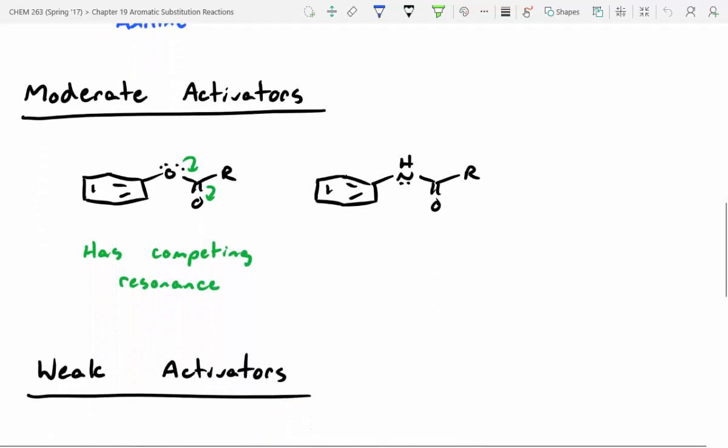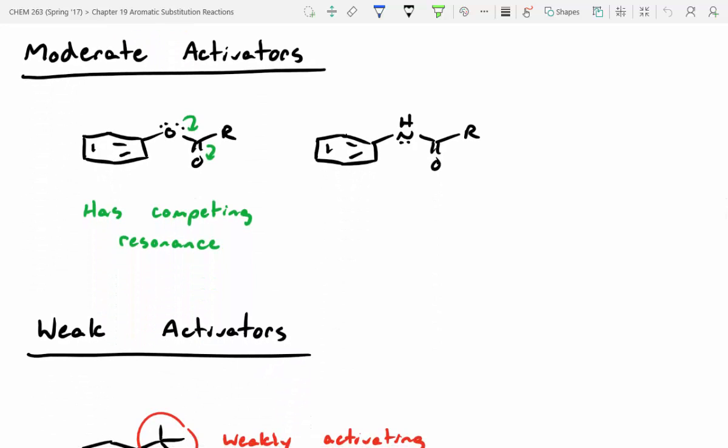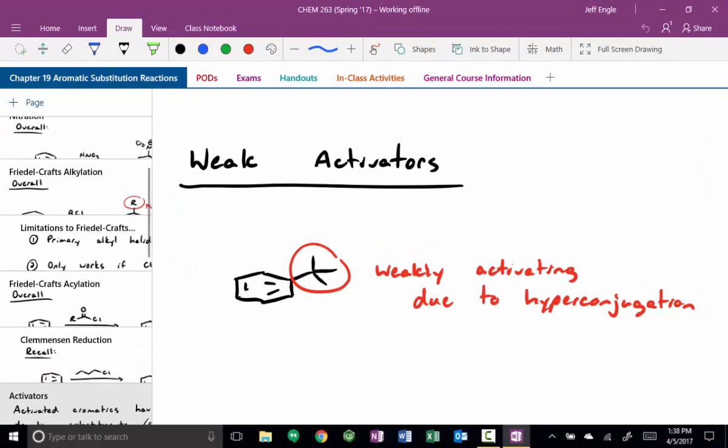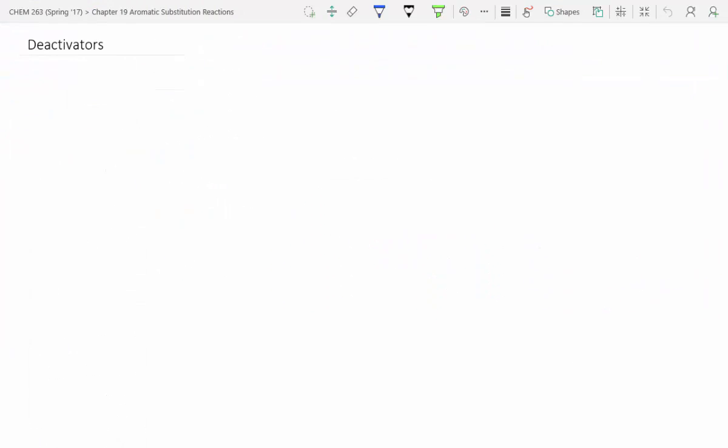Moderate activators, on the other hand, have this competing resonance problem where they can donate electron density into the ring or pull it out of the ring, meaning it's going to be a little bit weaker. And then weak activators are only activating due to the fact that they have hyperconjugation. So now let's look at deactivators. Deactivators kind of follow the same trend of strong, medium, and weak.